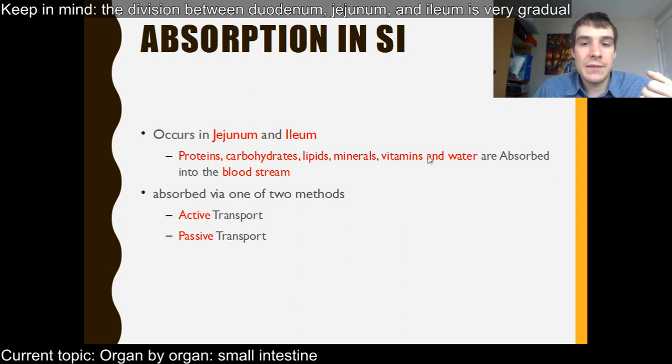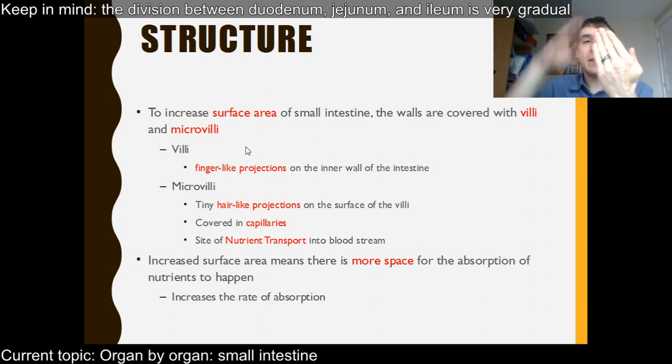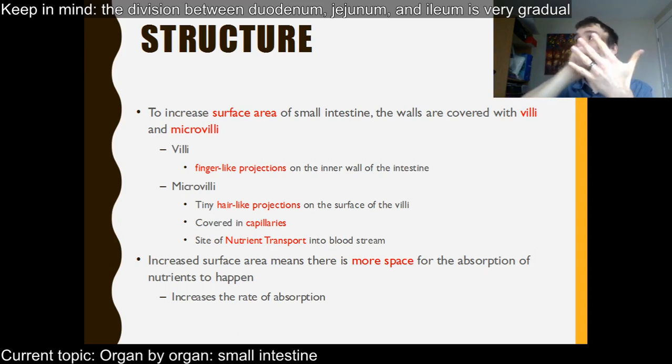Then various minerals and vitamins and water, they're all absorbed into the bloodstream. This is either done through active or passive transport. And it needs lots of surface area to do it. It needs to absorb a lot of this, and it needs to absorb it through a wall. So what you want is a wall with a lot of surface area. So this is something without a lot of surface area. You can only absorb on the outside. If you spread it out, you can absorb all around the inside of the surface area. So that's the idea there.